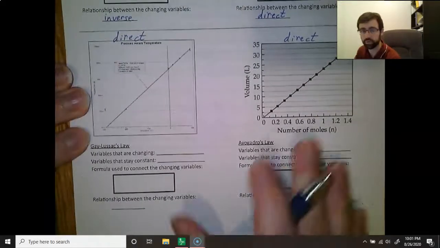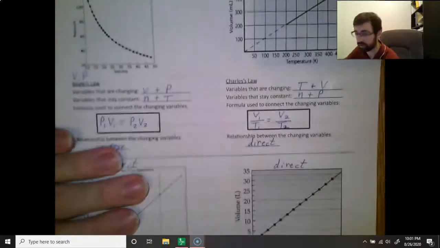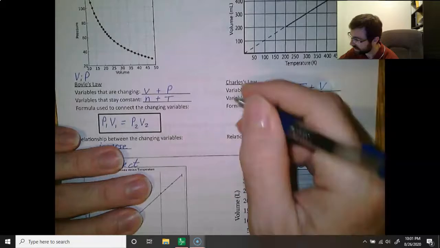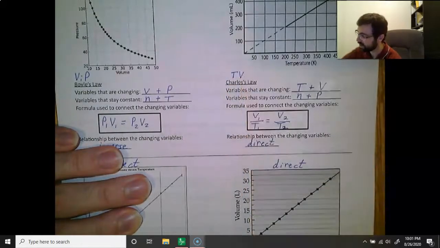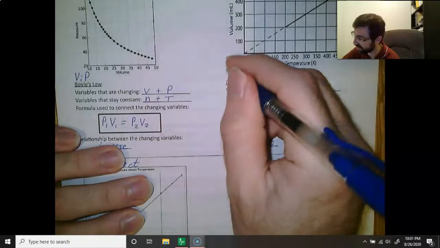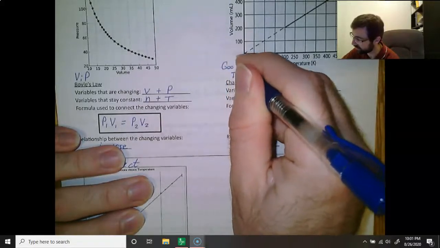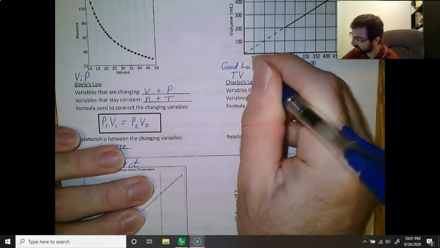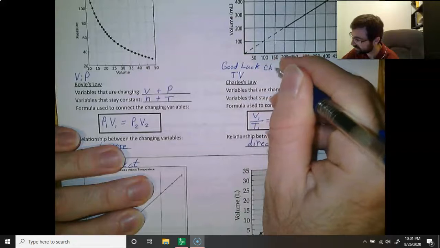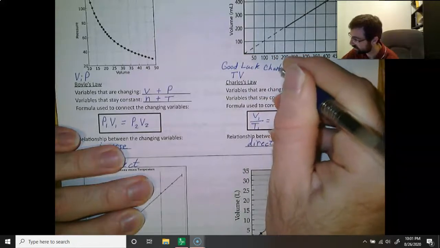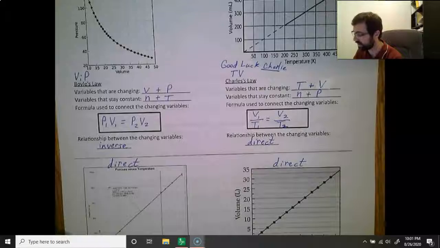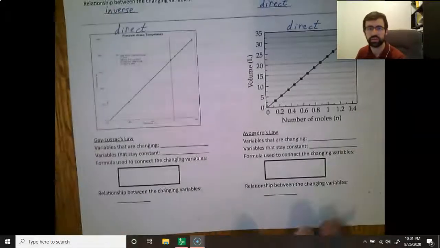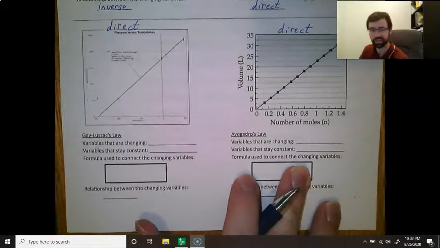Oh, and if you were wanting to remember how to remember this law, you say this is temperature and volume, so that's TV. You could maybe remember something like good luck, Charlie. Because Charles's law is on TV. Good luck, Charlie on TV. Or any other TV show that has Charles or Charlie in it.